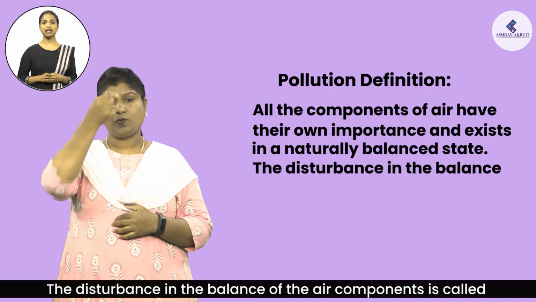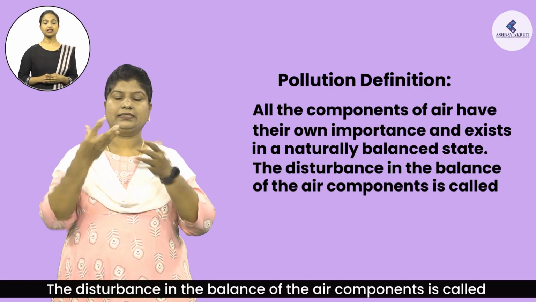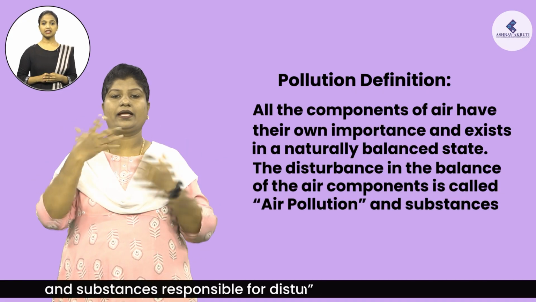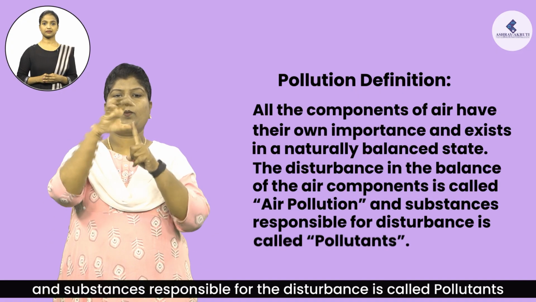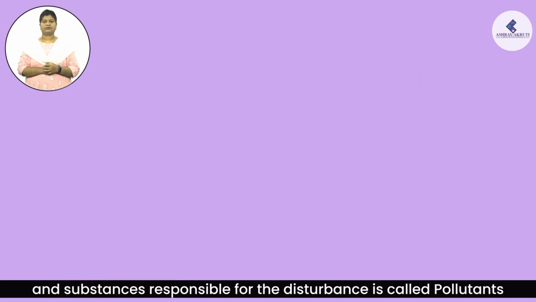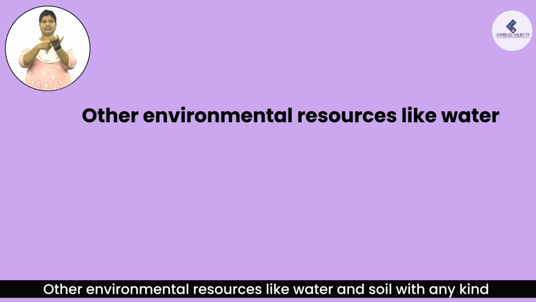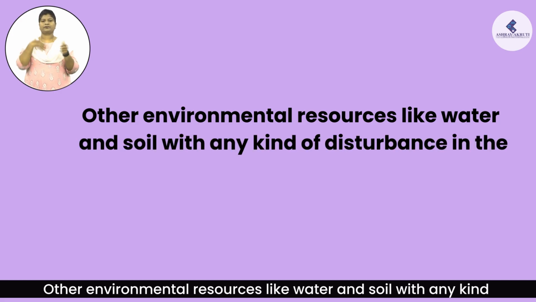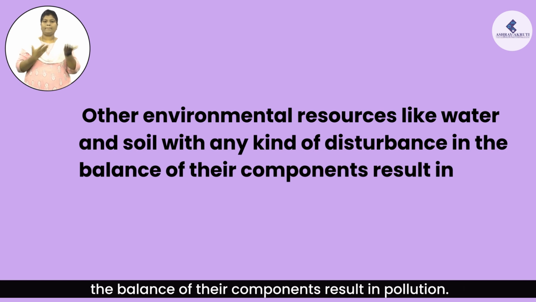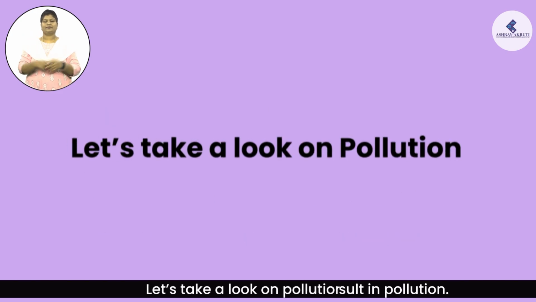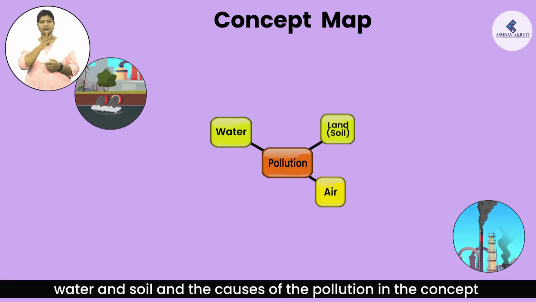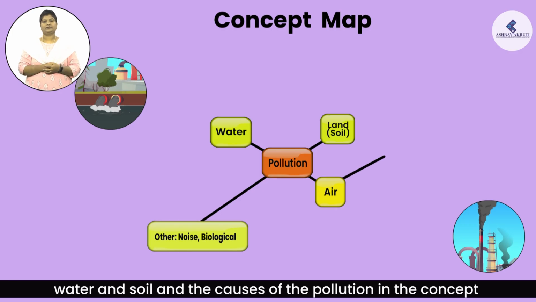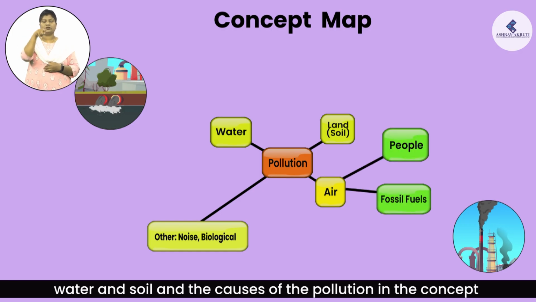The disturbance in the balance of the air components is called air pollution, and the substances responsible for this disturbance are called pollutants. Other environmental resources like water and soil with any kind of disturbance in the balance of their components result in pollution. Let's take a look on pollution of air, water and soil and the causes of the pollution in the concept map shown below.